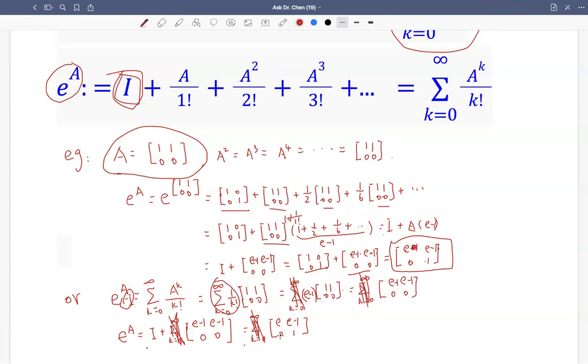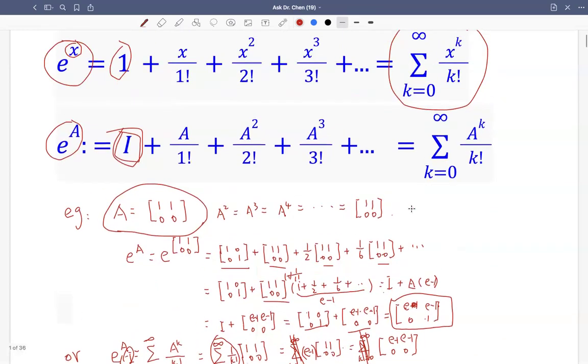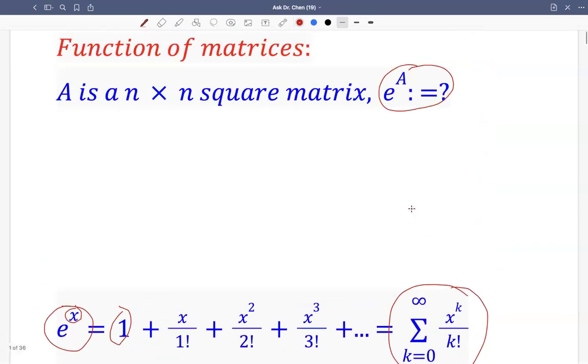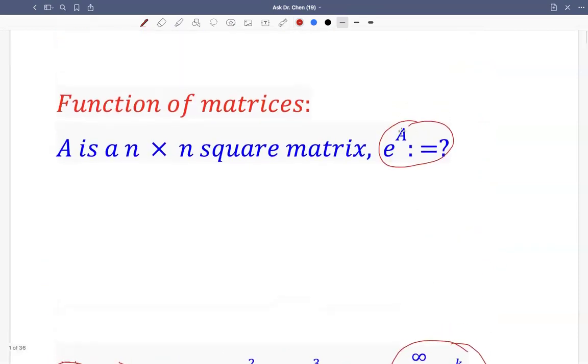Okay, so usually we write in this short notation, right? We don't really expand like that. All right, so that's the question, to calculate e raised to an n by n matrix.